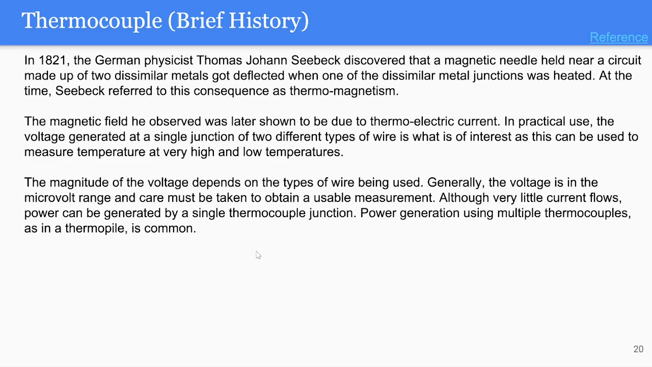So again, just a brief history: dissimilar metals resulting in a variation of current based on temperature was observed by a German physicist in 1821, and it's good to know the history behind that. Initially it was thought to be a thermomagnetism kind of behavior, but repeated experiments confirmed that it's not thermomagnetism, but because of thermoelectric current.